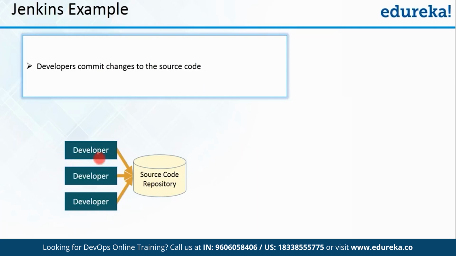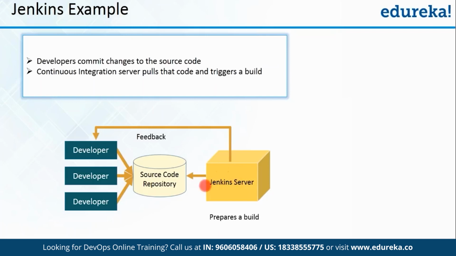Over here, what is happening? Developers are committing changes to the source code, and that source code is present in a shared repository. It can be a Git repository, Subversion repository, or any other repository. Now let us move forward and see what happens next. There's a Jenkins server. It is polling the source code repository at regular intervals to see if any developer has made any commit to the source code. If there is a change in the source code, it will pull the code and prepare a build. At the same time, developers will be notified about the build results.